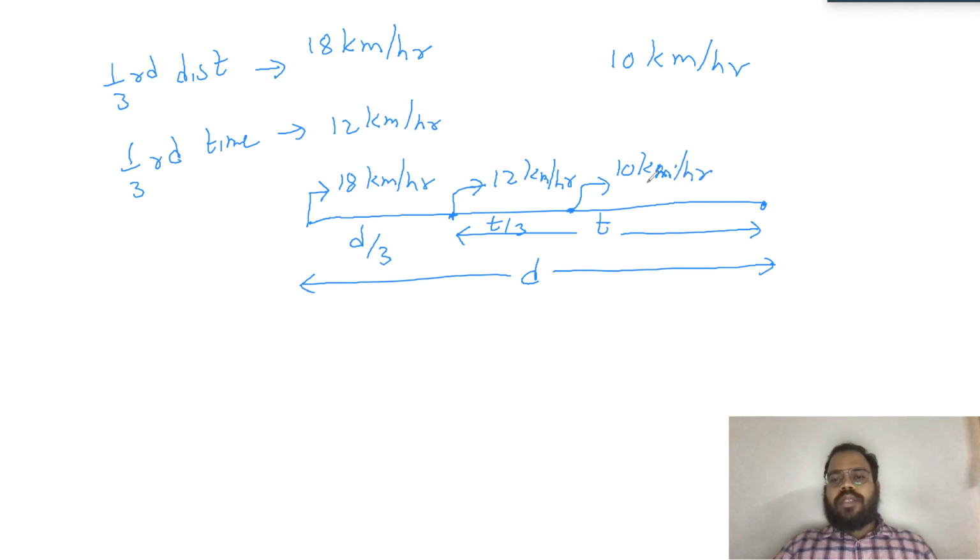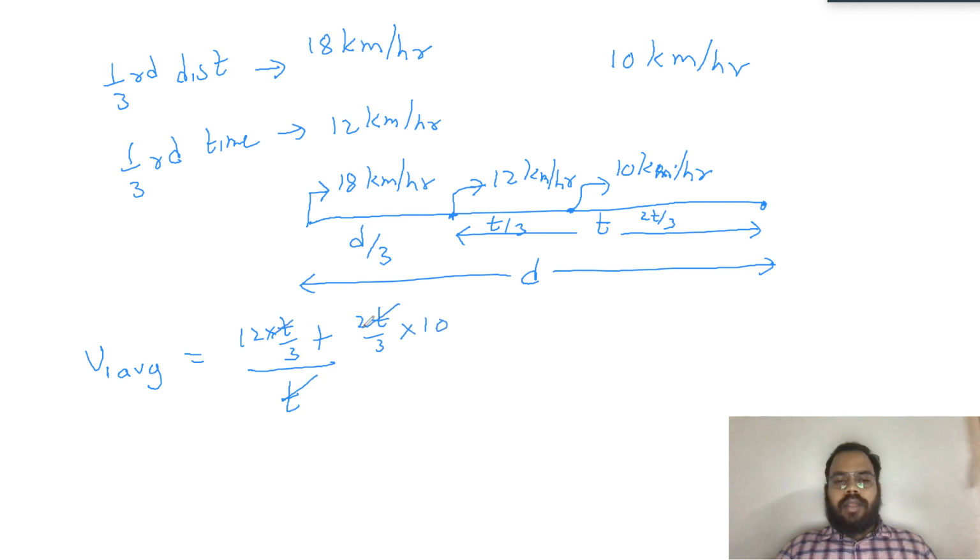So in this you can simultaneously solve all the three. I'll first find the average velocity in the time part, that is the second and third part. In the second and third part, let's say v1 average will be total displacement divided by total time t. My total displacement will be speed into time, so it will be 12 into t by 3 plus the remaining time 2t by 3 into 10.